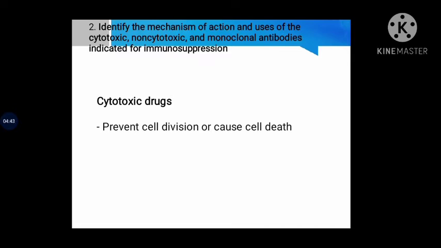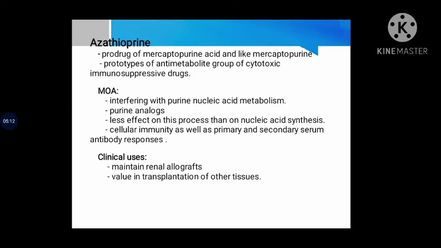So the next one is to identify the mechanism of action and uses of the cytotoxic, non-cytotoxic, and monoclonal antibodies indicated for immunosuppression. So first one is cytotoxic. Cytotoxic is defined as agents that prevent self-division or cause cell death. So, the first example of cytotoxic drugs is azathioprine. Azathioprine is a product of mercaptopurine, and like mercaptopurine, it functions as an antimetabolite.